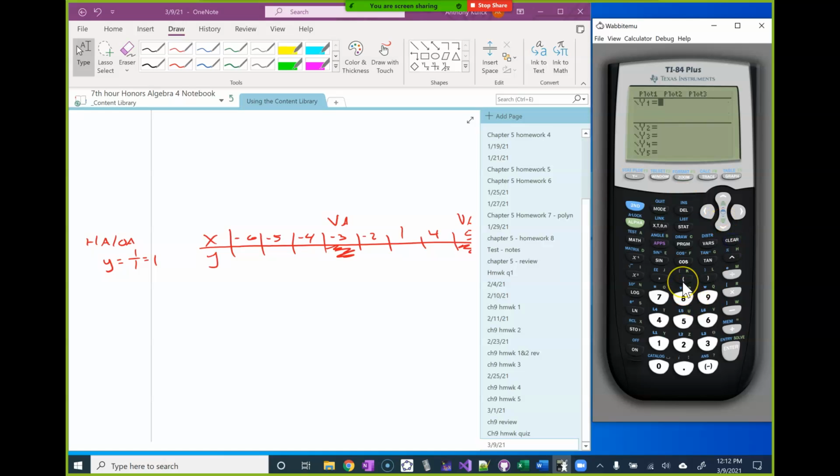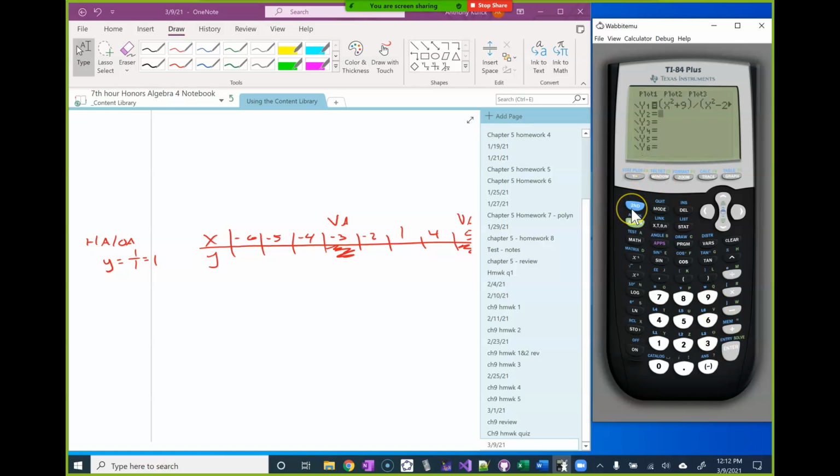Okay. So I'm going to go to the y equals menu. I'm going to type in my function. So I have x squared plus 9, and then divided by x squared, minus 2x minus 15. Trying to remember.